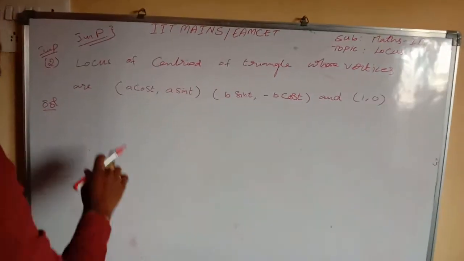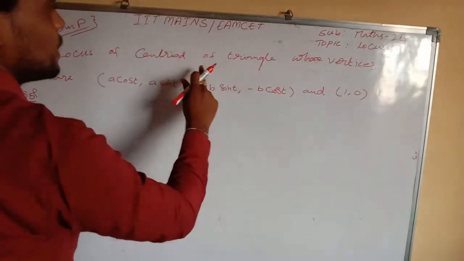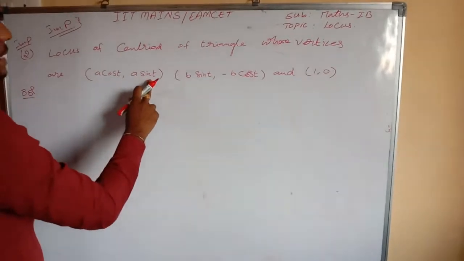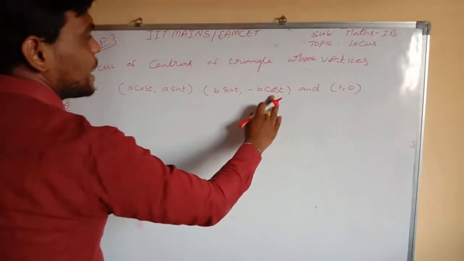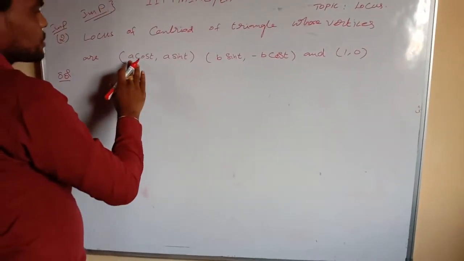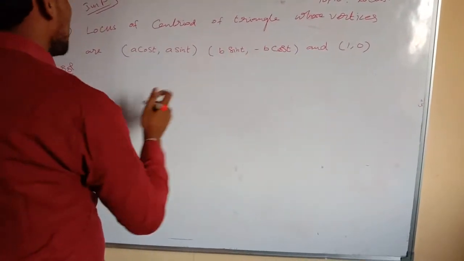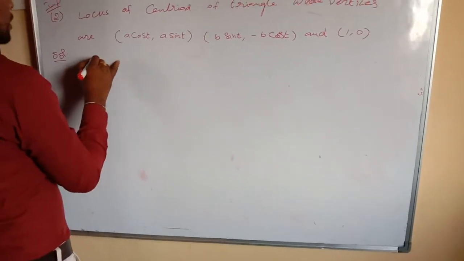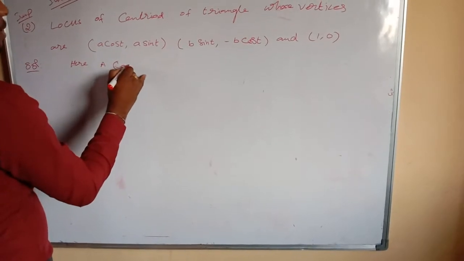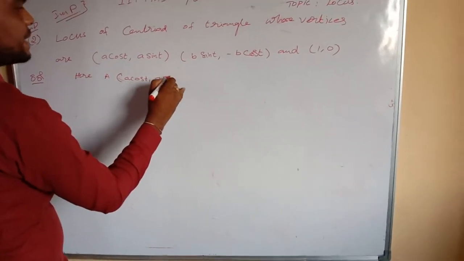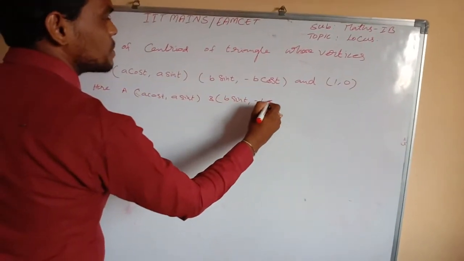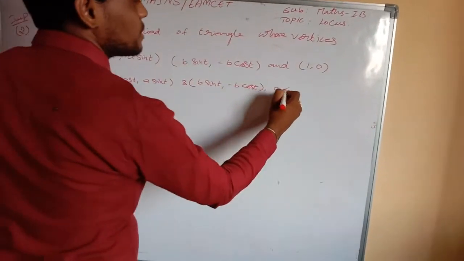Very important bit. Locus of the centroid of the triangle whose vertices are (a cos t, a sin t), (b sin t, −b cos t) and (1, 0). Now the vertices of the triangle ABC are a cos t, a sin t, b sin t, minus b cos t, and C (1, 0).